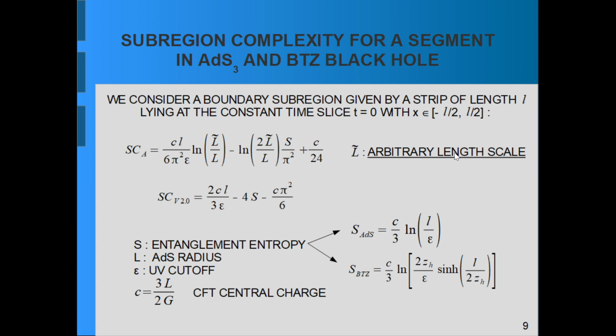In particular, both the action and the spacetime volume present a linear divergence depending on the segment length L, a logarithmic divergence represented by the entanglement entropy S of the dual state, and a finite term containing the CFT central charge C. As we note, the action depends on L tilde, this arbitrary length scale, and here we can only say that L tilde should be greater than the AdS radius in order to have a positive definite subregion complexity, but nothing else here.